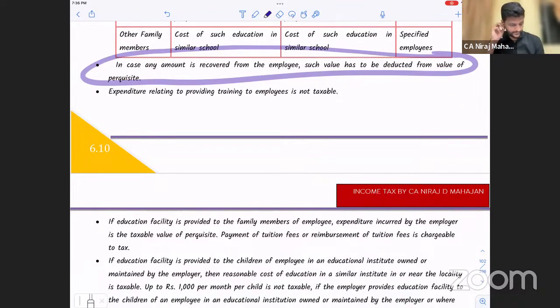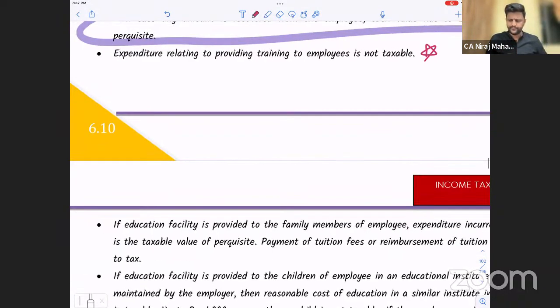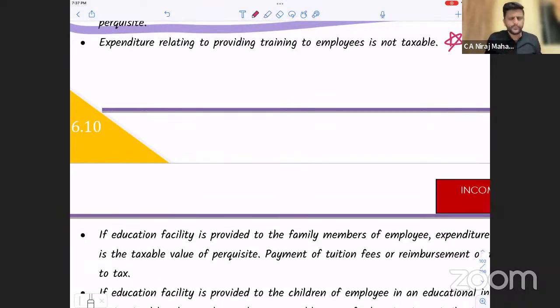Then, expenditure related to providing training to employees is not taxable. Use common sense. This is such a basic thing. If you send your accountant or employee for training, the training is useful where? Obviously for job purposes. Then obviously it is not taxable. Even if that is the work of the employer, to train the employee. Simple, no? Don't you agree with this? Understood, clear, all of you?